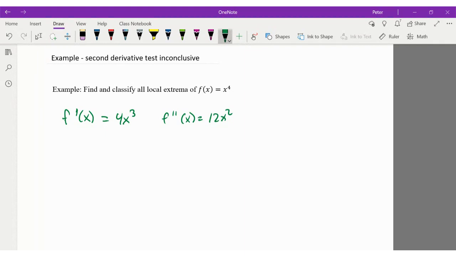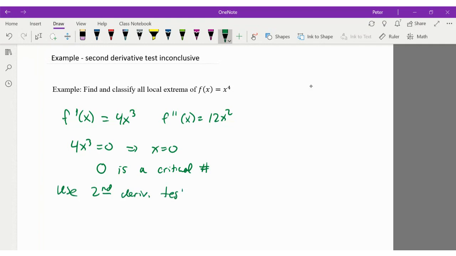So what we want to do is find the critical numbers. So 4x cubed, that's the first derivative, equals 0. That implies that x equals 0. So 0 is a critical number. All right, so now let's use the second derivative test.